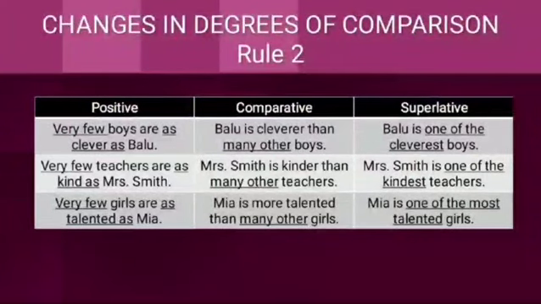Next, comparative degree. While changing the positive degree to comparative degree, you have to replace as with more than for direct comparison. Example, Balu is more clever than many other boys. Superlative degree, we have to use one of the plus most or est to show the subject is a part of a higher group. For example, Balu is one of the cleverest boys.